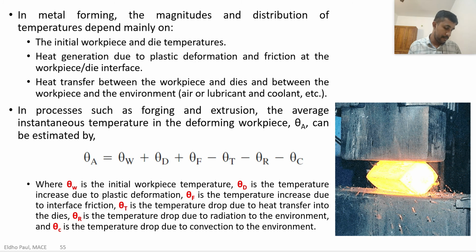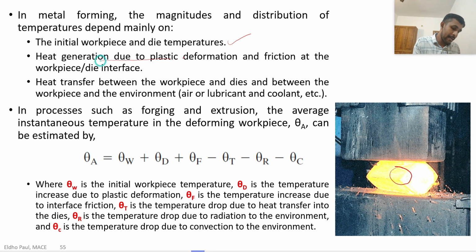Okay, so next we can see what the different sources of heat are. The first source is the initial temperature of the workpiece. In hot forming, we heat the material to a very hot condition before the forming operation. For example, a blacksmith heats the material to a very hot condition before hammering. So there will be some temperature or heat in the workpiece before forming.